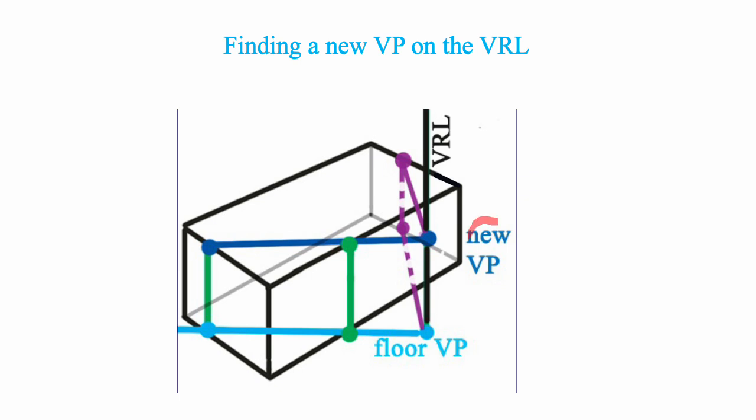To find a vanishing point on the vertical reference line that we can use for the top of this box, start with the floor vanishing point and draw a horizontal line until it reaches a corner of the box, then go vertically up and back and extend it until it reaches the vertical reference line. So that's the new vanishing point that can be used for any shadow on top of this box, like this purple one.